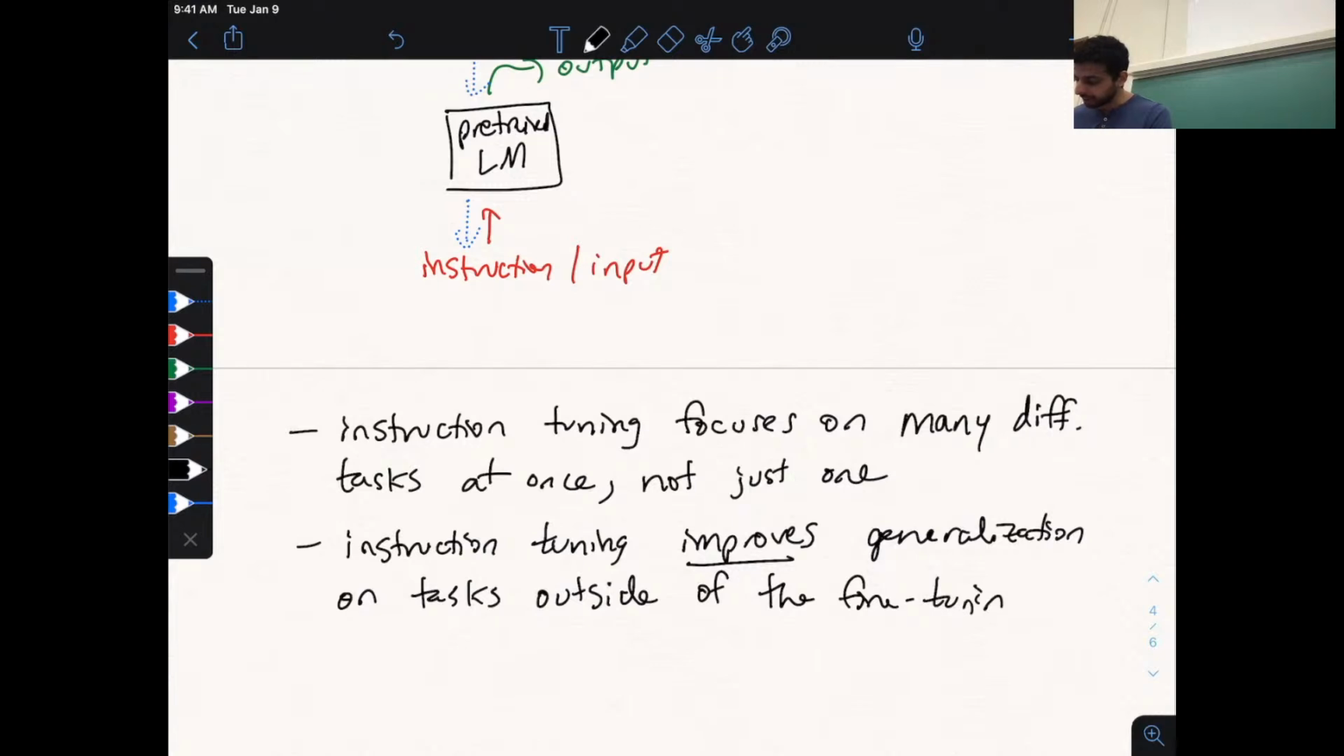So this second point is very interesting. Basically, it's saying that if you gather a large and diverse enough set of instruction input-output pairs and you perform instruction tuning, the resulting model is then better able to solve new tasks that were not even in the instruction tuning data that it saw during the fine-tuning stage. And so this is a really interesting finding that first appeared in this Flan paper by Google researchers.